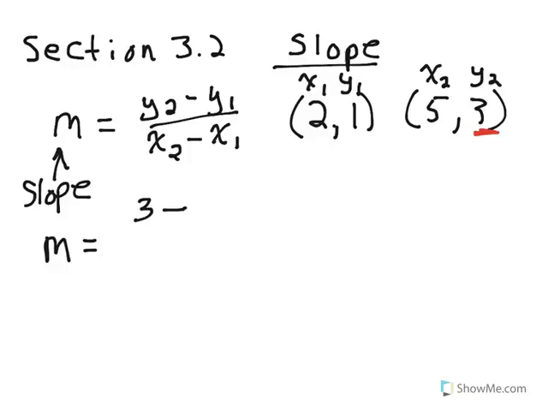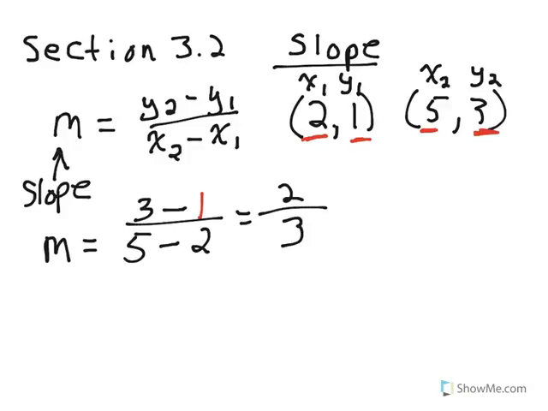minus y1, which is the 1, all divided by x2, which is the 5, minus x1, which is the 2. Now we subtract our numerator, 3 minus 1 is 2, and we subtract our denominator, 5 minus 2 is 3. So the slope is 2 over 3.